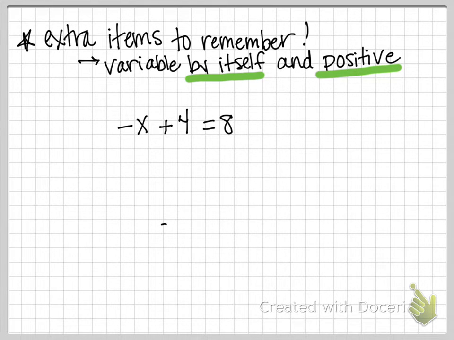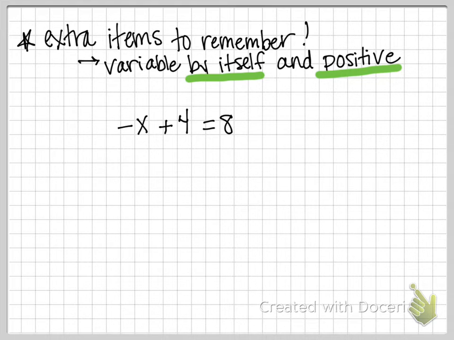We saw this on the one, but I want to make sure that we are all comfortable with it. Remember that for you to be done with the problem and have it solved, the variable needs to be by itself and positive. Here's another example: negative x plus 4 equals 8. Let's solve for x, making sure that our variable is by itself and positive by the time we're done. We're going to solve, which means get the variable by itself and positive.